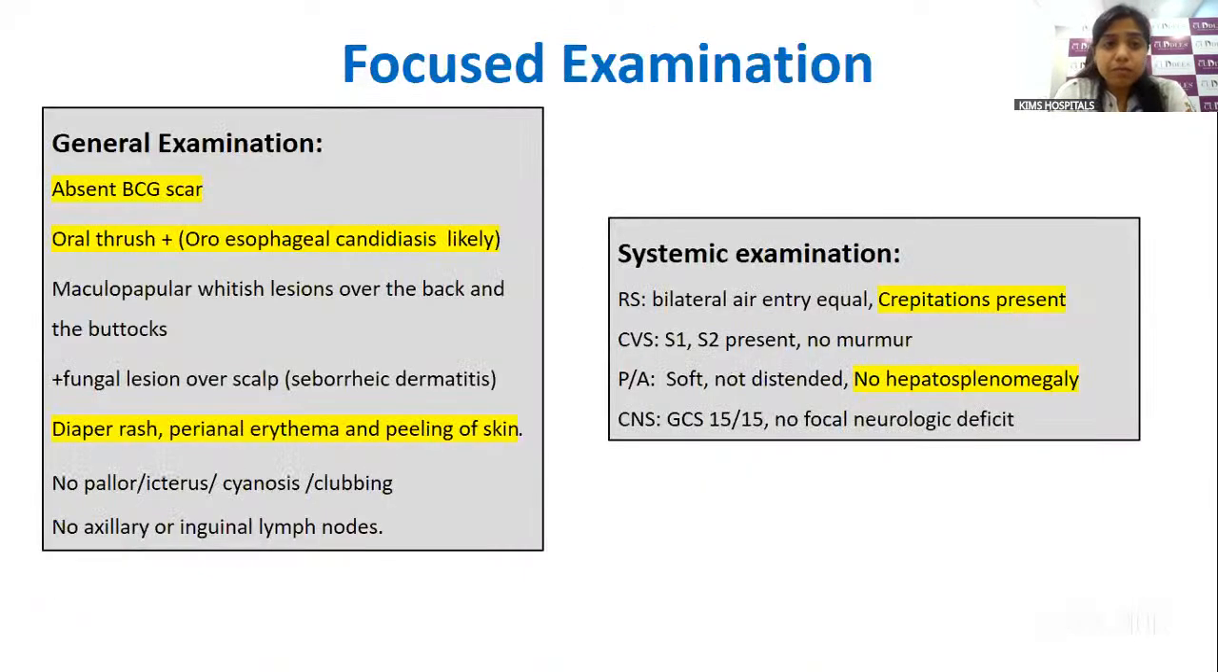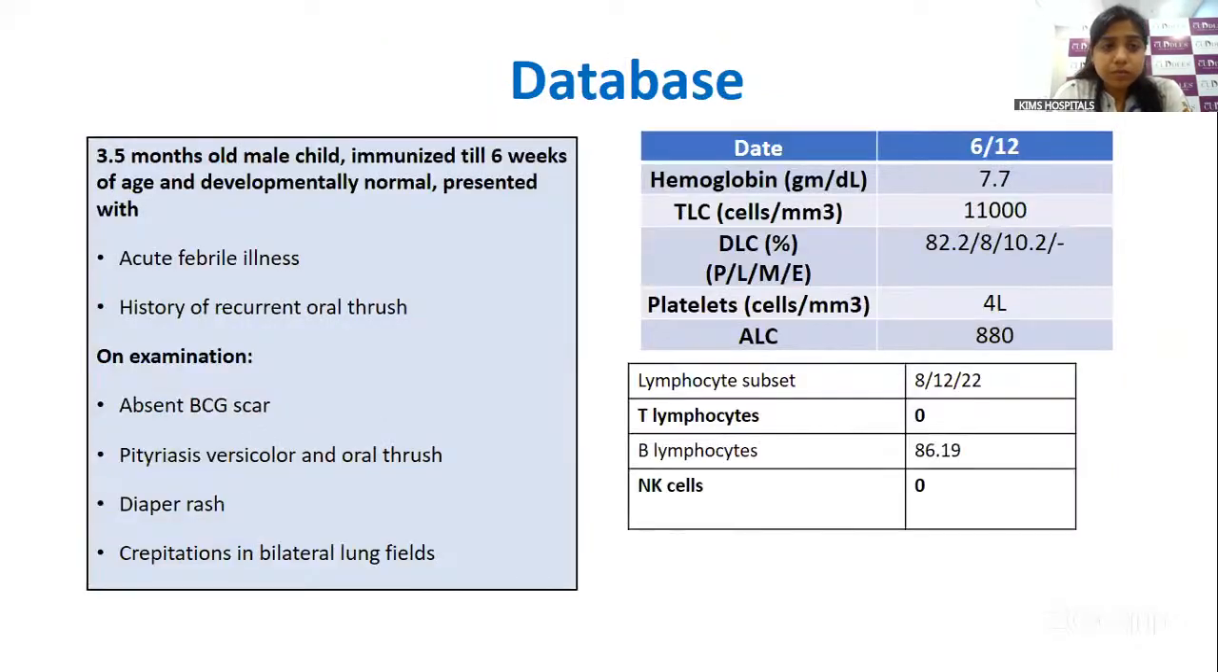So on examination, we found that the child did not have any BCG scar. And the child was having oral thrush. He had a maculopapular rash with a whitish lesion over the back and the buttocks. He had a diaper rash with perianal erythema and peeling. There were fungal lesions in the scalp also. On systemic examination, he had crepitations bilaterally, and otherwise the CVS and abdominal examination was normal.